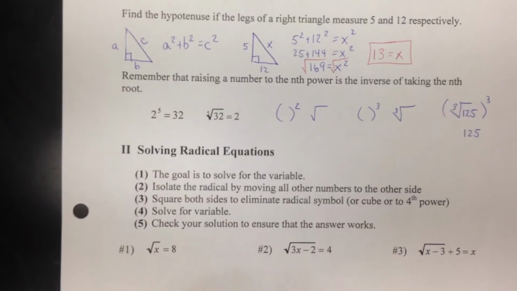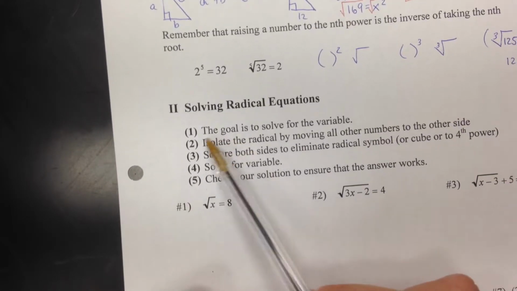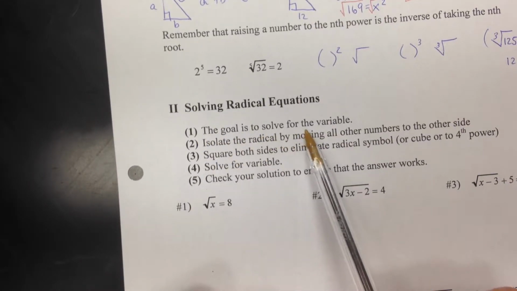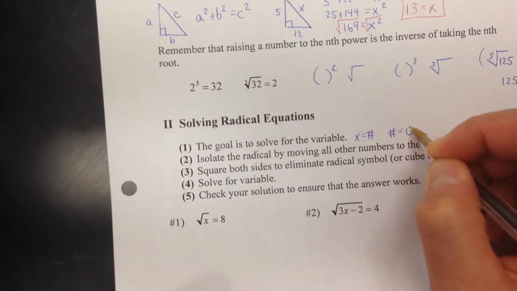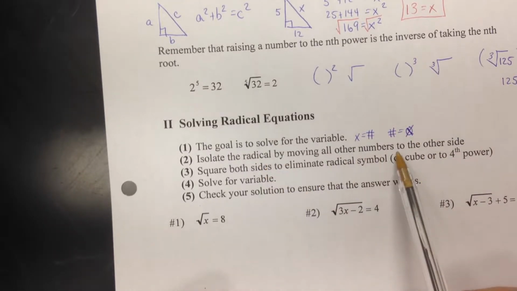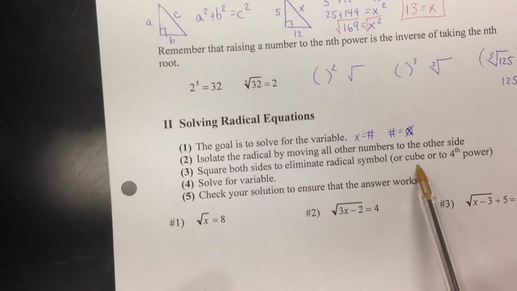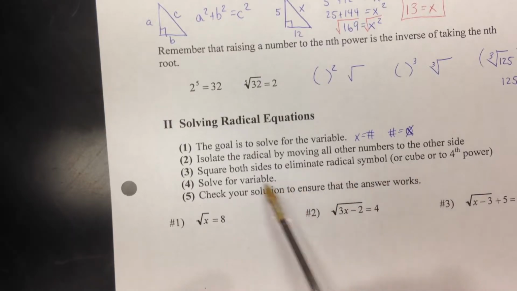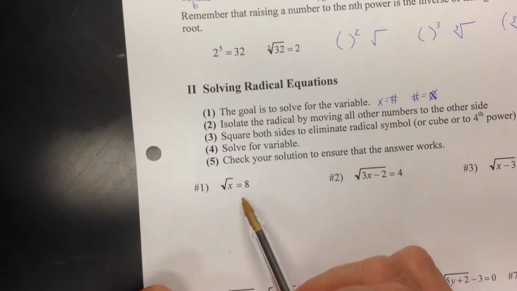Okay? So, for solving radical equations, here's our goal. Step 1, the goal is to solve for the variable, so you want to get x equals a number, or a number equals x. Get the variable by itself. Isolate the radical by moving all other numbers to the other side. Get the radical and the variable on one side, get everything else on the other. Square both sides to eliminate the radical symbol, or cube, 3rd power, or the 4th power. Solve it, check it.